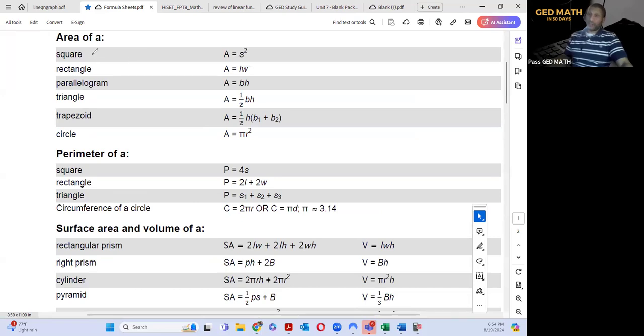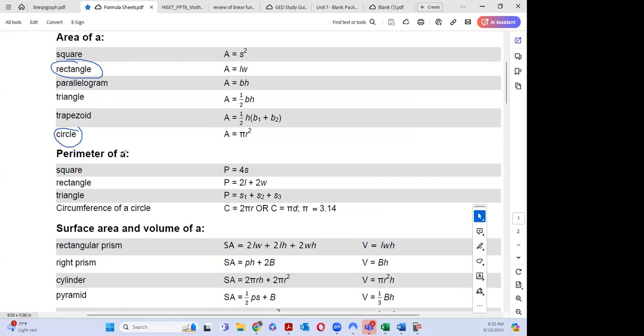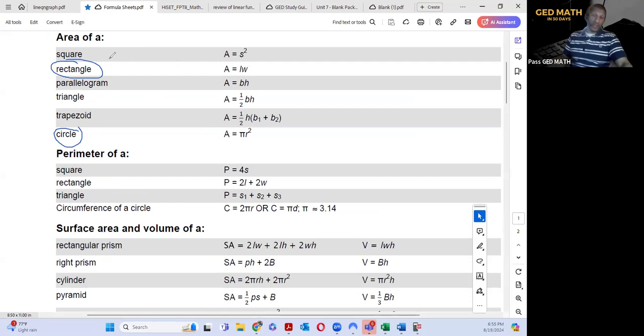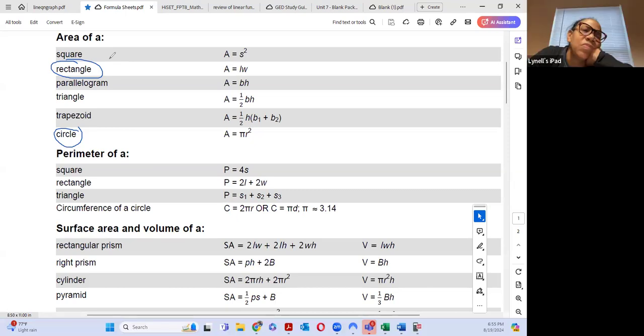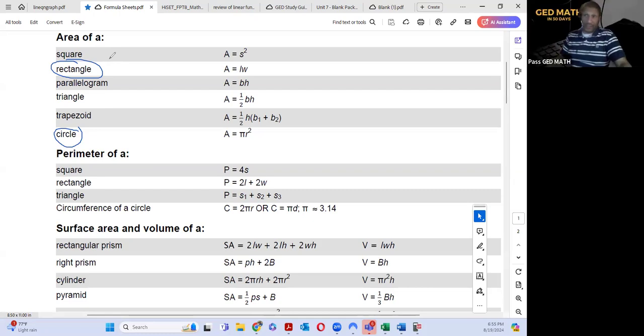So they're not gonna ask you area of a square. They might, but usually you get the area and perimeter of a rectangle. You definitely gonna get area and circumference of a circle. So that's three questions right there. They might ask you both area and perimeter of a rectangle. You're definitely going to get a question about area of a circle or circumference of a circle. I guarantee you. So that's three questions right there.